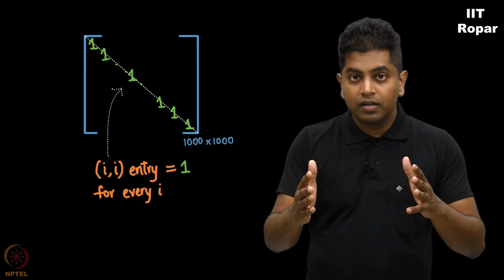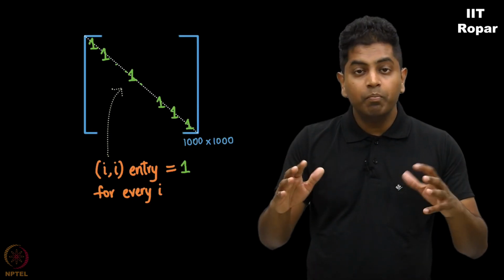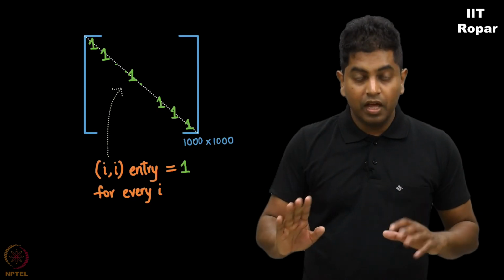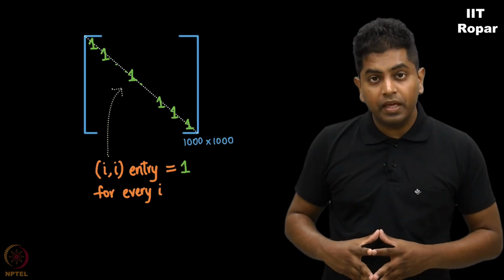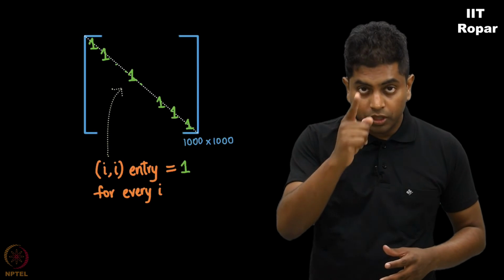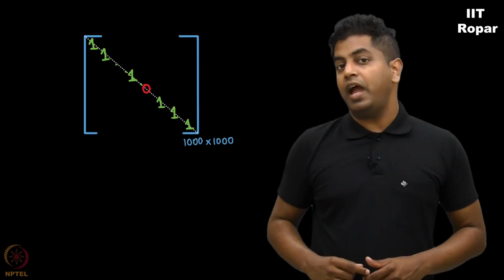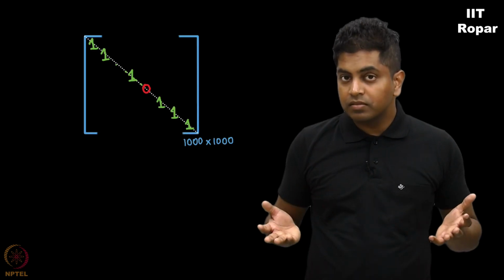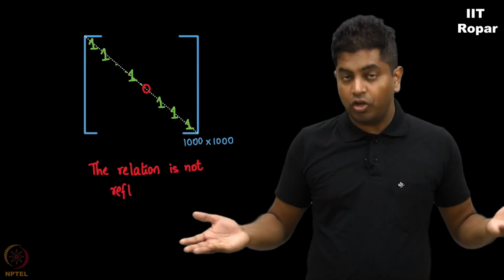However, the other entries may or may not be 1. It can be zeros or ones. We don't care. But the diagonal should all be 1. Note, even if one entry in the diagonal is not 1, it is 0, it means the relation is not reflexive.